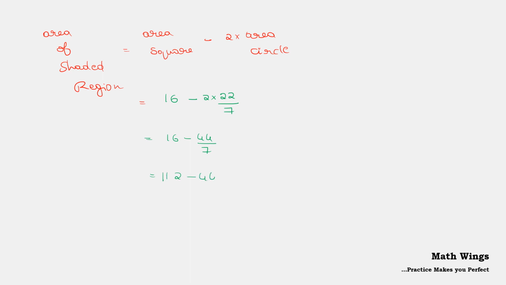112 minus 44 by 7. So the answer is 68 by 7 centimeter square, and this is the area of the shaded region. Hope all of you are clear with this question. We'll move on to the 6th question.